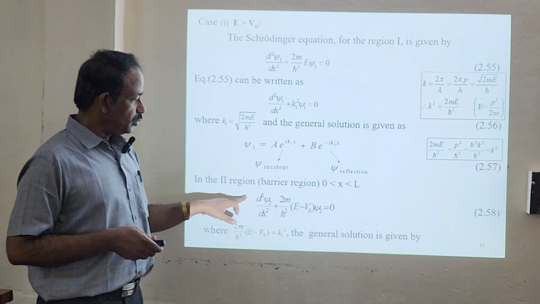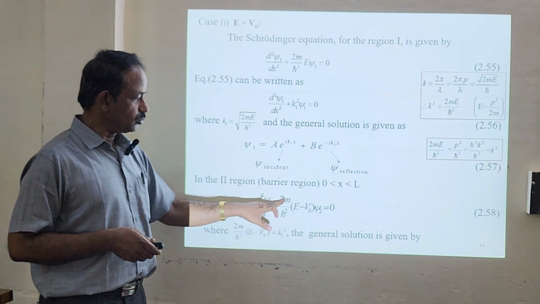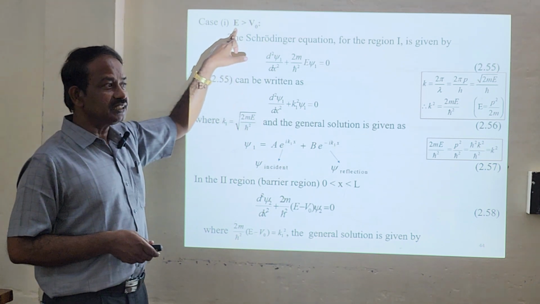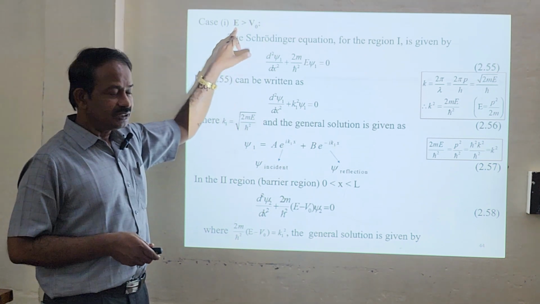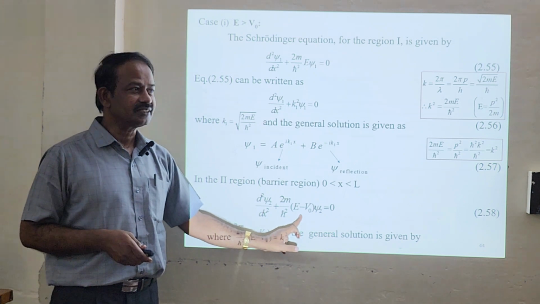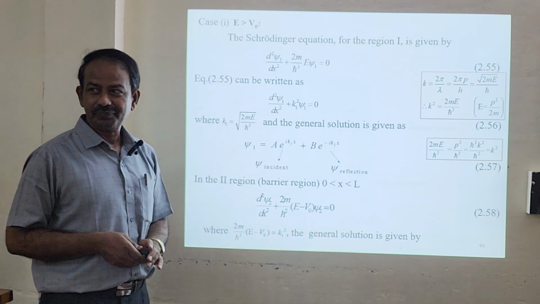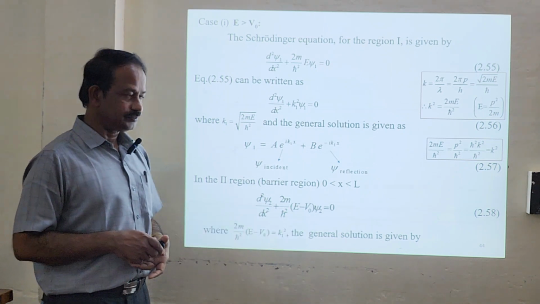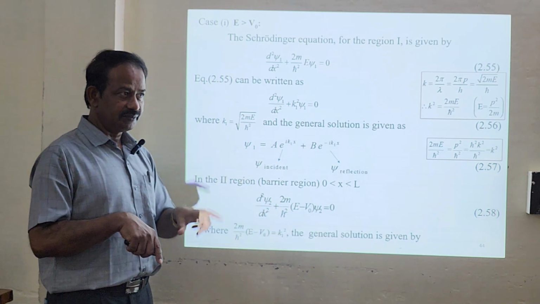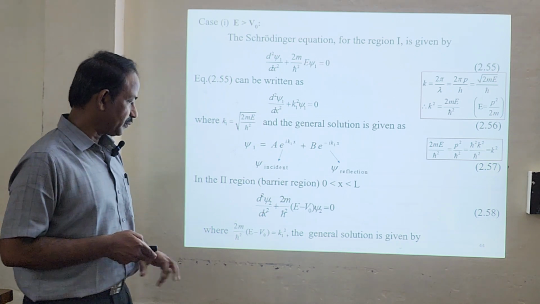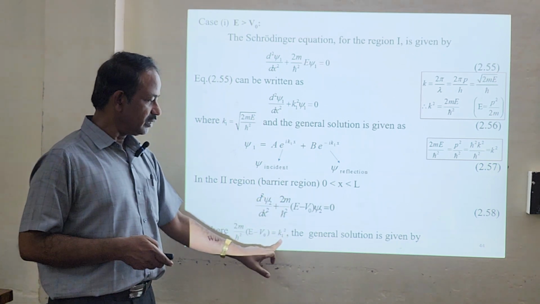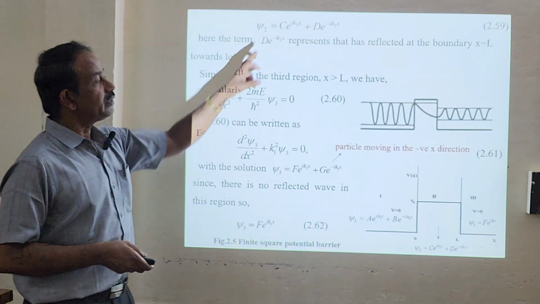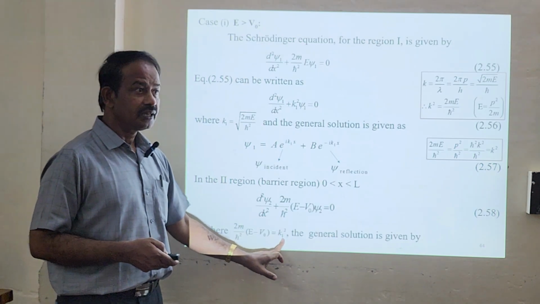In region 2, we have d squared psi 2 by dx squared plus 2m by h bar squared (E minus V0) psi 2. We have put the condition E is greater than V0, so it must be E minus V0; in the last class it was V0 minus E, so you should not get confused. V0 is constant in the potential barrier, and of course we can replace this by k2 squared. So the general solution is given by k2, not k1, this is k2.